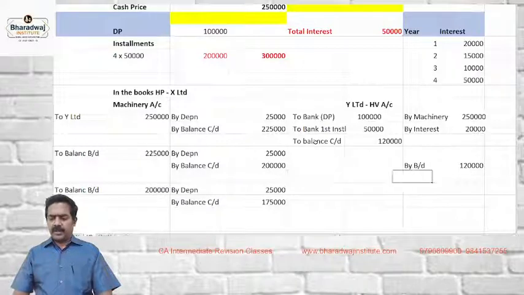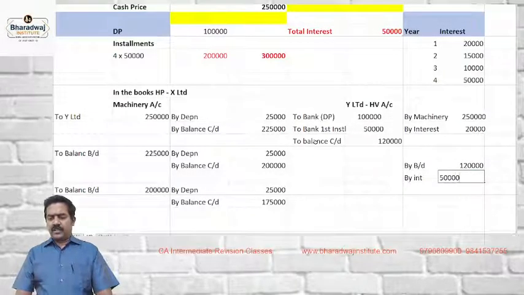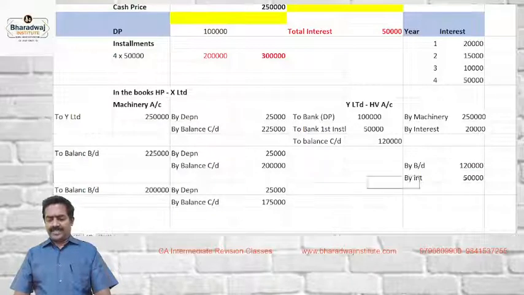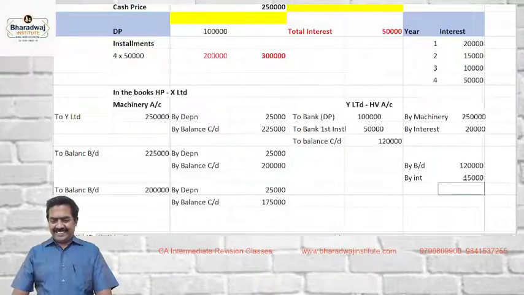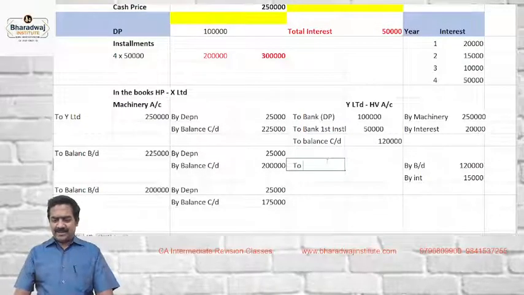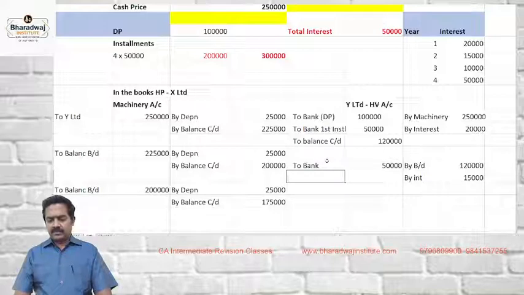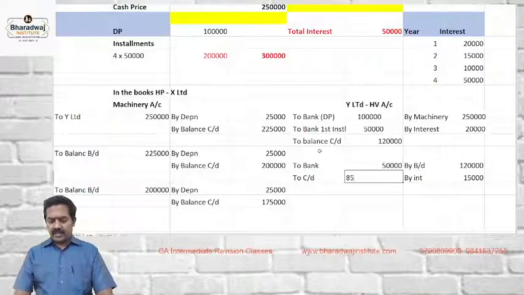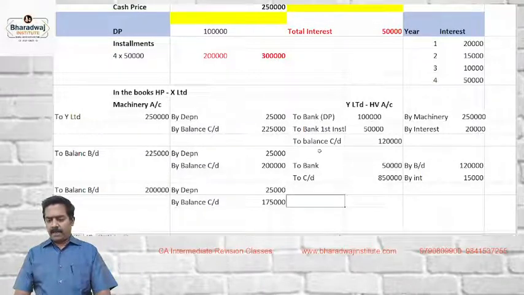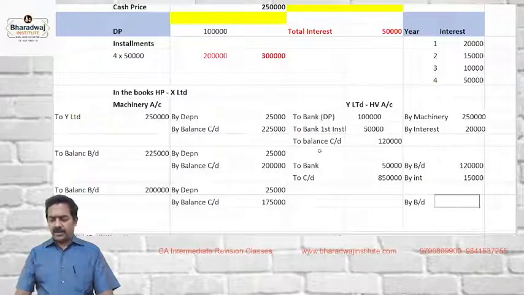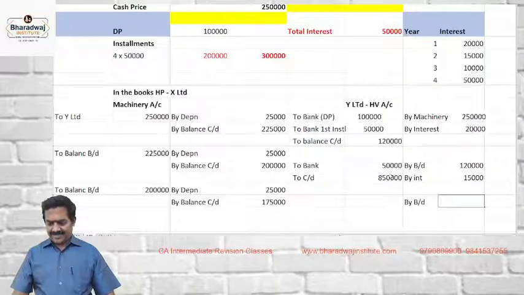Next year you will record this by balance brought down 1,20,000. Next year by interest how much? 15,000. Okay. To bank how much we pay? 50,000 we pay. To balance carry down, like this it will continue. 85,000. Next year by balance brought down how much? 85,000.